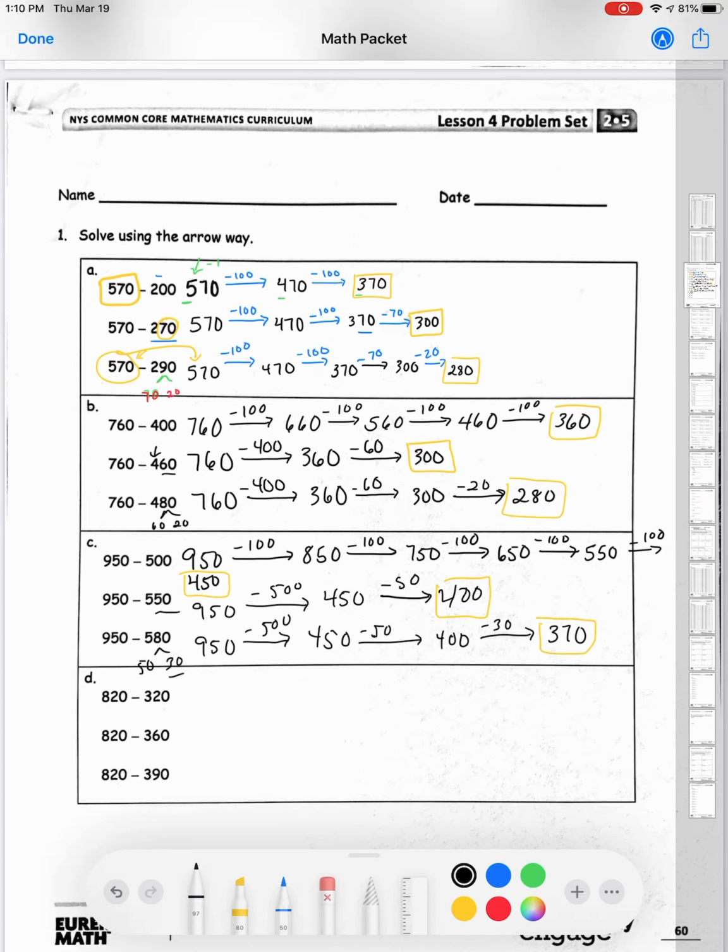Okay, now let's do the next one. Okay, so let's do 820. Arrow away minus 100 puts me at 720. Minus 100 puts me at 620. Minus 100 puts me at 520.